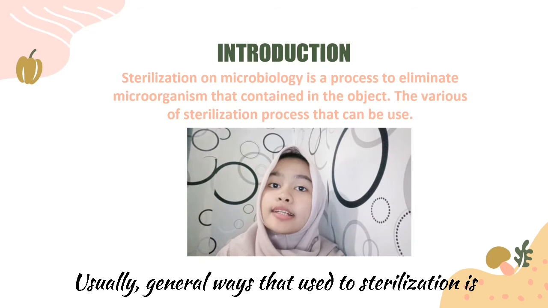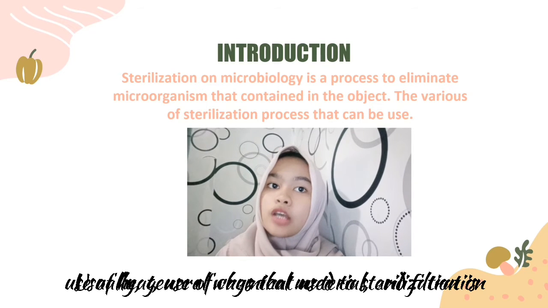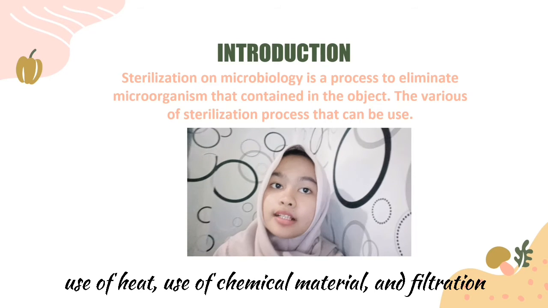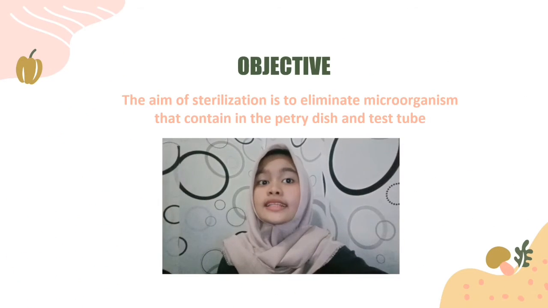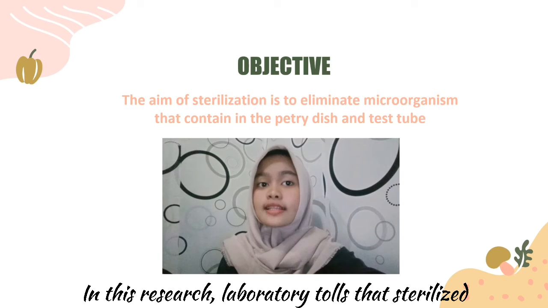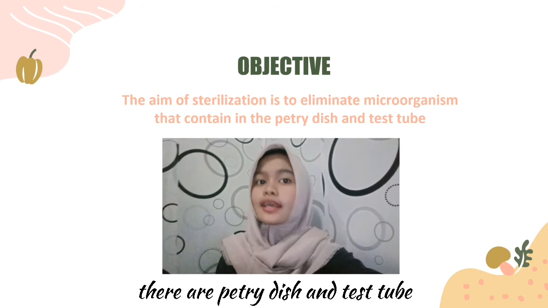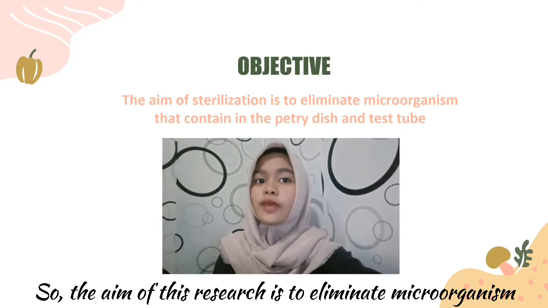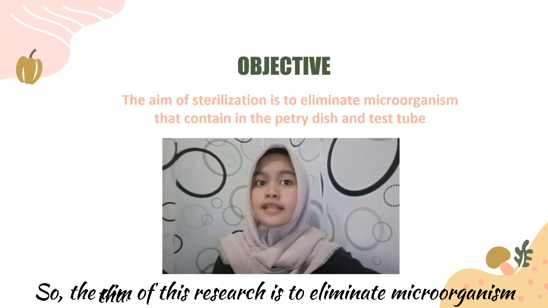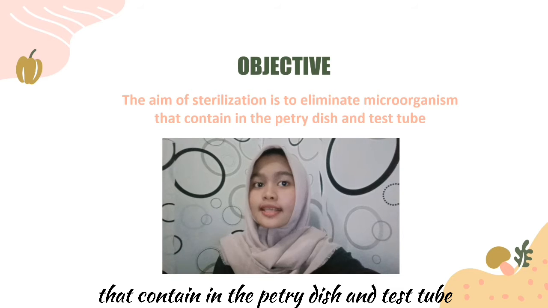Usually, the general ways used for sterilization are the use of heat, the use of chemical material, and filtration. In this research, the laboratory tools that are sterilized are petri dish and test tube. So, the aim of this research is to eliminate microorganisms that are contained in the petri dish and test tube.